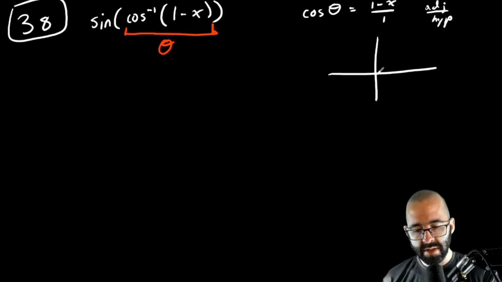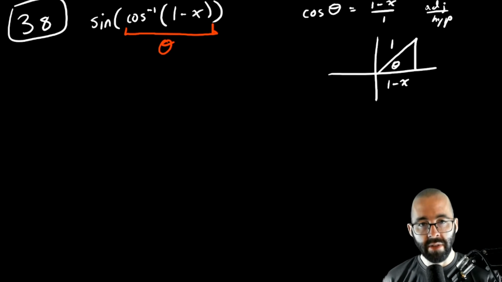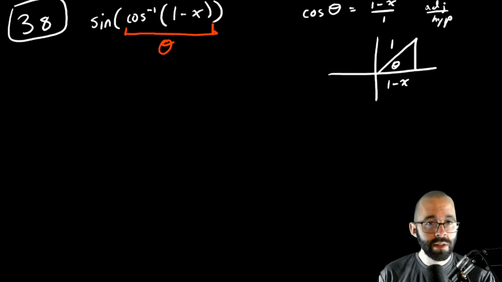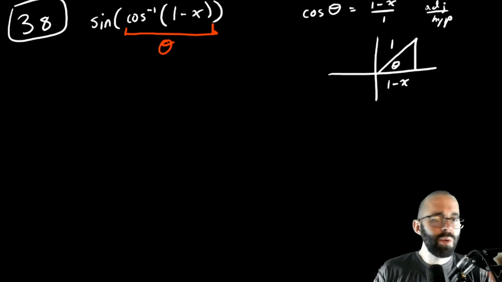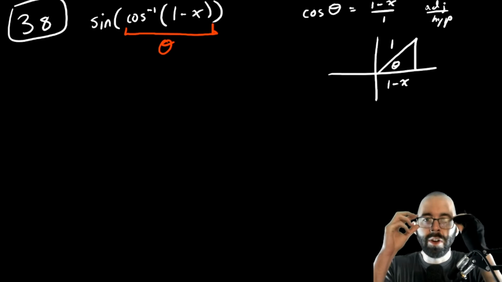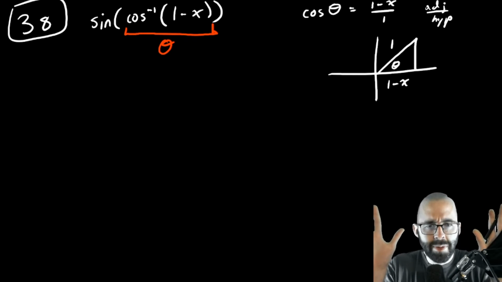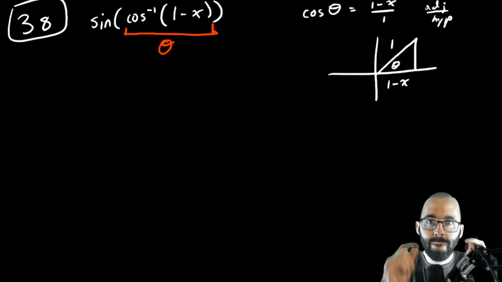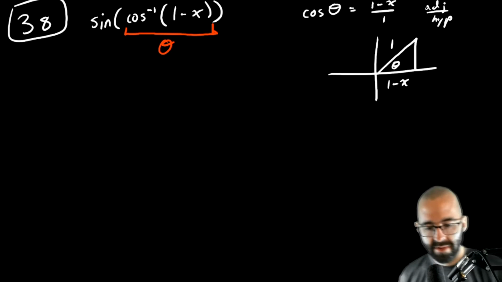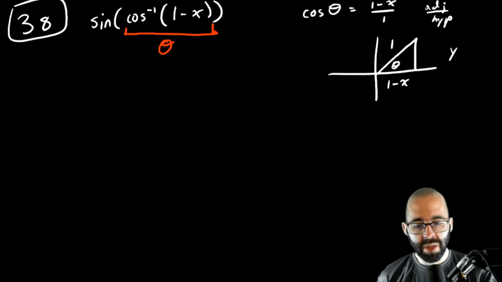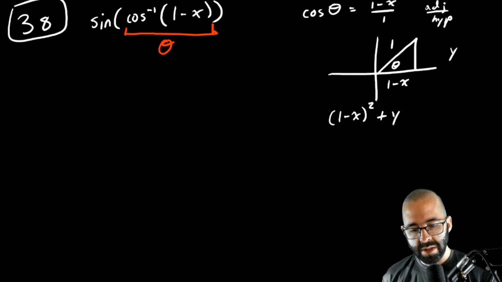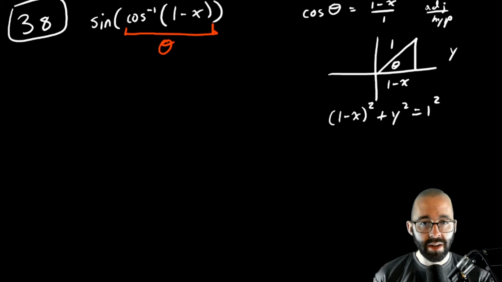Okay. We have some triangle in the first quadrant whose cosine is 1 minus x divided by 1. I don't know how big this triangle is. Maybe it's twice as big. Maybe it's half as big. Maybe the sides are 5 times as big. But we only care about ratios for trig. So for purposes of ratios, this is sufficient. Well, we need to find y, or b. You can call it whatever you want. A squared plus b squared equals c squared. Solve for y.